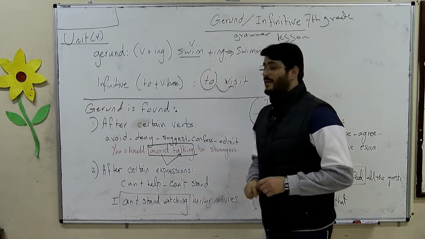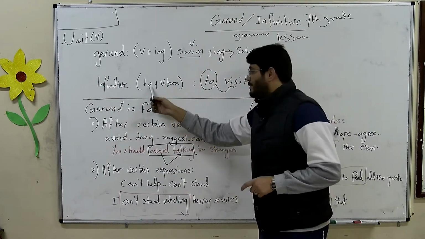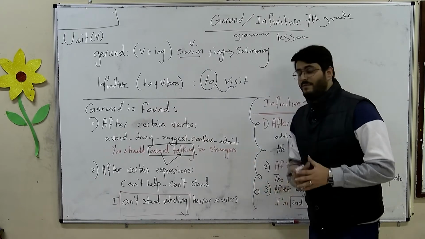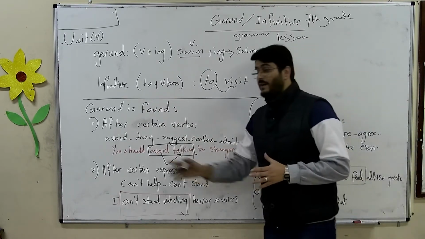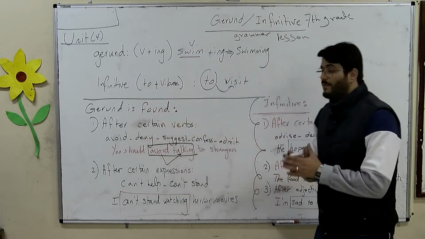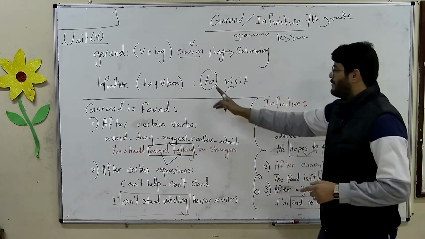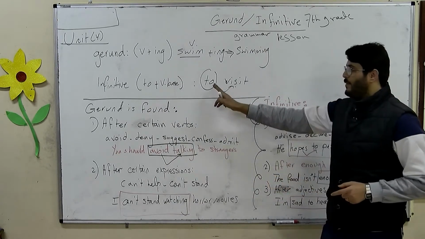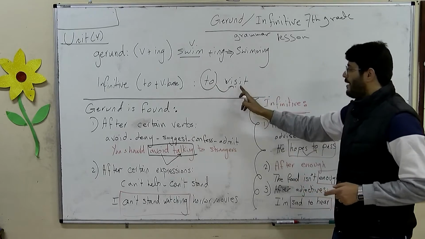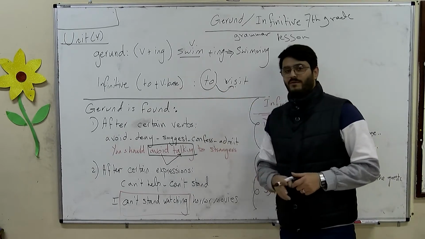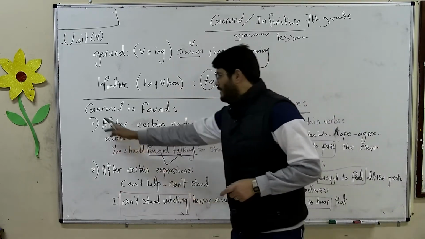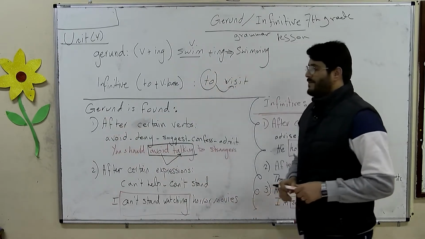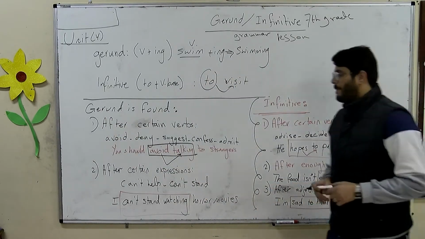Number 2 is the infinitive, which is to plus the base form of the verb. Again, the infinitive is to plus the base form of the verb. For example, to visit. As you see, we have to, and also we have visit, which is the base form of the verb.